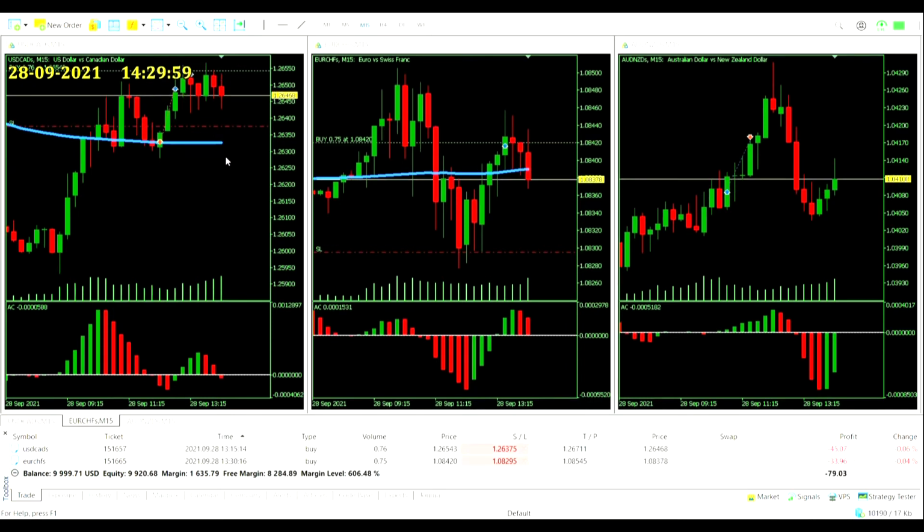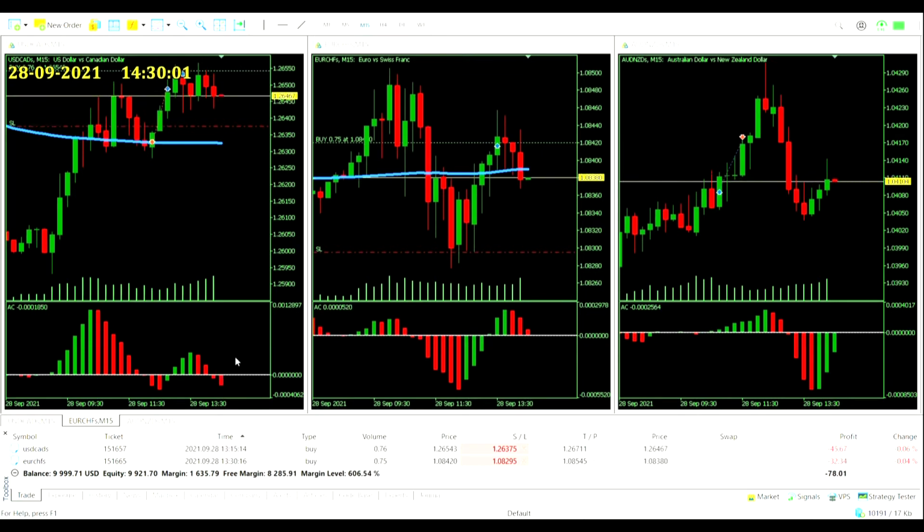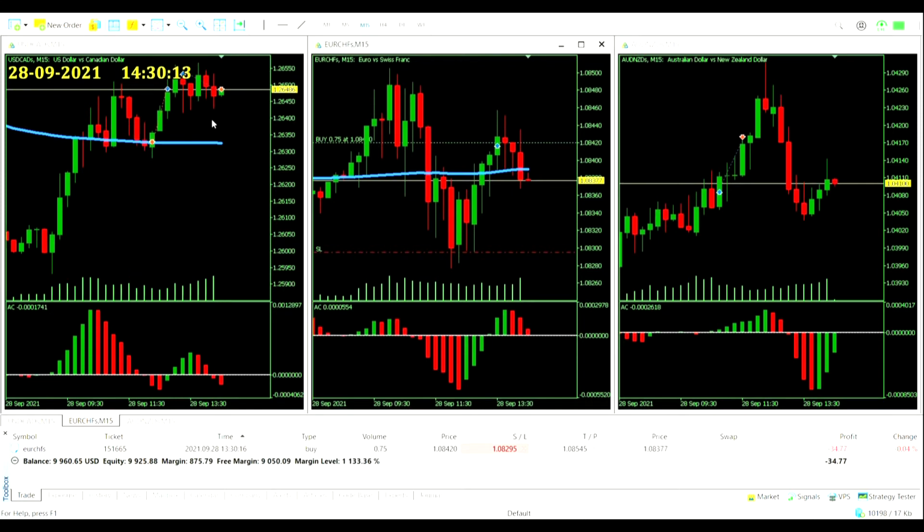Here comes the close of that candle then, and we are going to see the accelerator oscillator finish below. So we manually close off our US dollar trade. That's a loss of $39.06. So not a full 1% capital loss, but still 0.4%. Certainly not a win there.